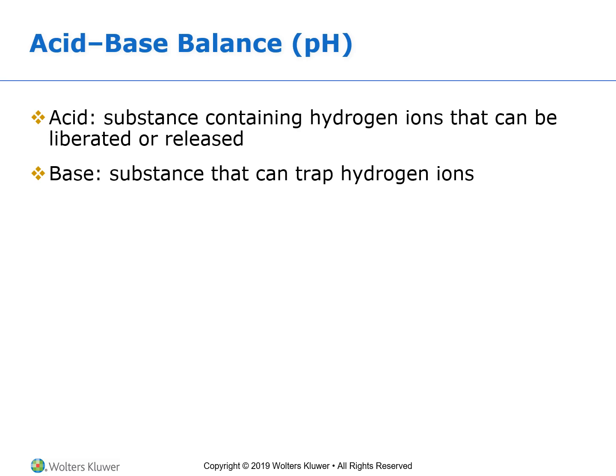pH is used to describe the acid-base balance, and it tells us what the hydrogen ion concentration is and whether it's acidic or whether it's alkaline. Okay, so it ranges from anywhere from 1 to 14. A neutral solution measures at 7. So an example would be pure water.